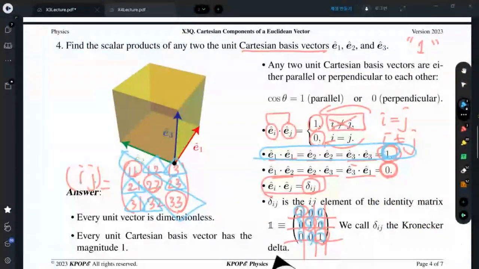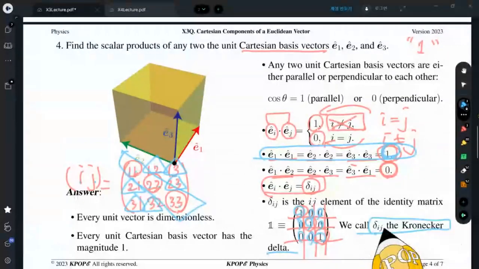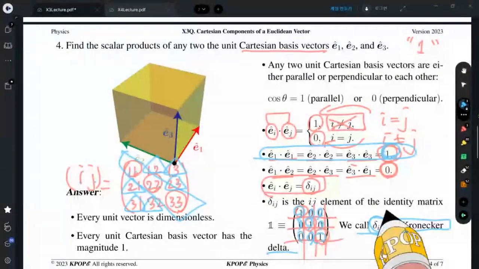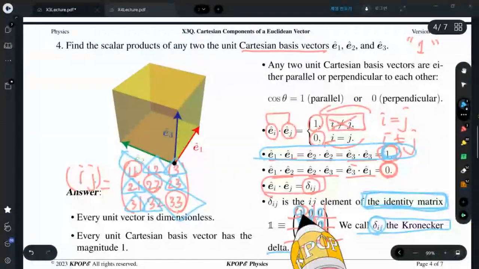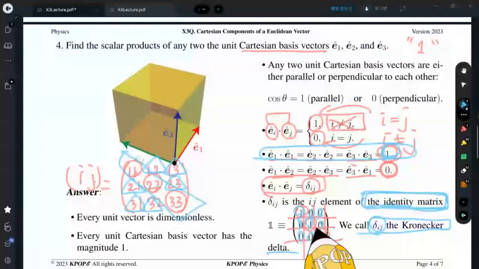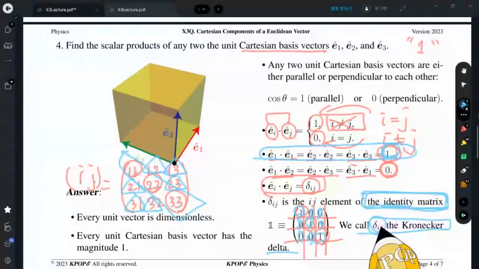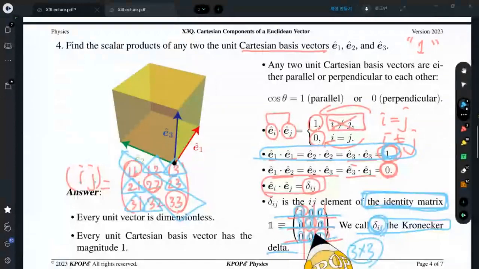We call this one the canonical delta, just to remember the name. And what is delta ij? It is just the unit matrix, or identity matrix: the diagonal is 1, 1, 1, and the off-diagonal elements are all zeros. This is the identity matrix, and delta ij represents a 3 by 3 matrix whose ij element is identical to this scalar product.